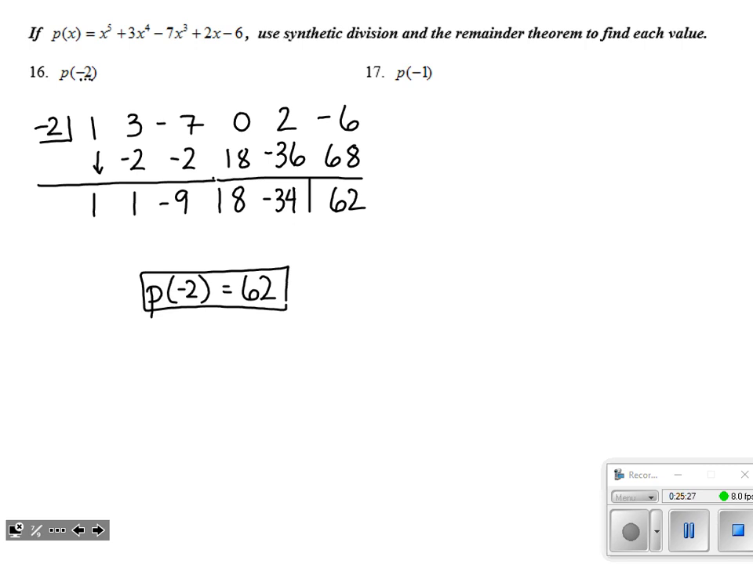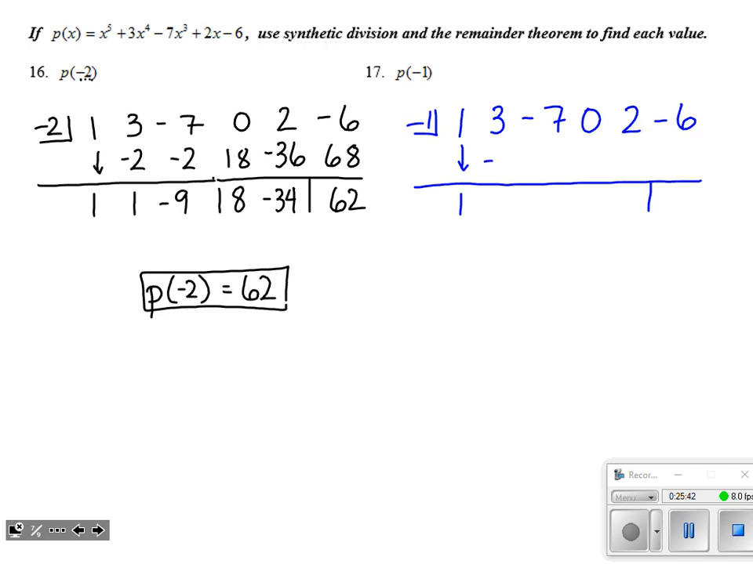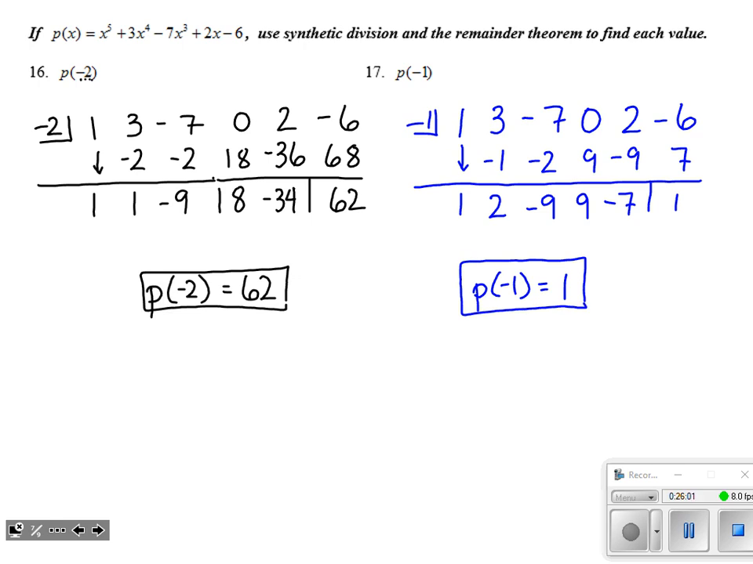All right, number 17 is the same thing, and we're using the same function. So negative 1 goes into the box. I know my row of numbers should be the same. 1, 3, negative 7, 0, 2, and negative 6. I'm not going to leave that 0 placeholder out now. And let's go through our process. Drop it down, multiply and add, multiply and add, multiply and add, multiply and add, multiply and add. I get a positive 1. So P of negative 1 equals that remainder of 1. We have our answer.